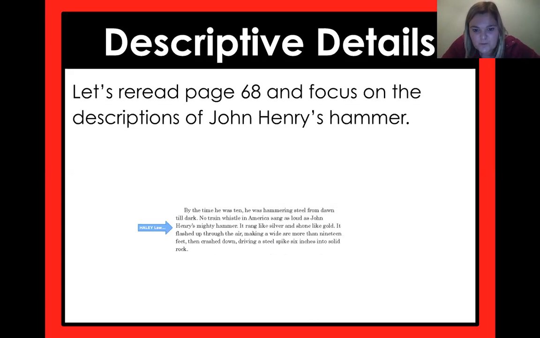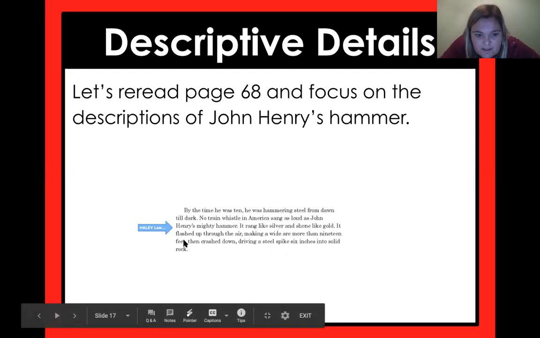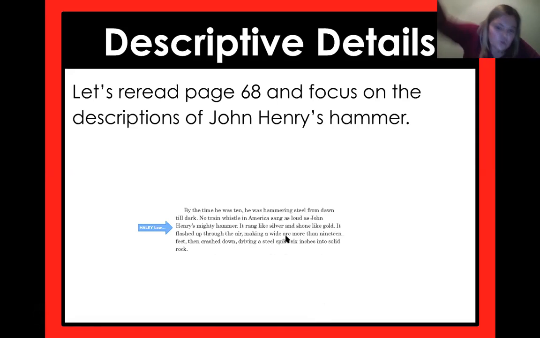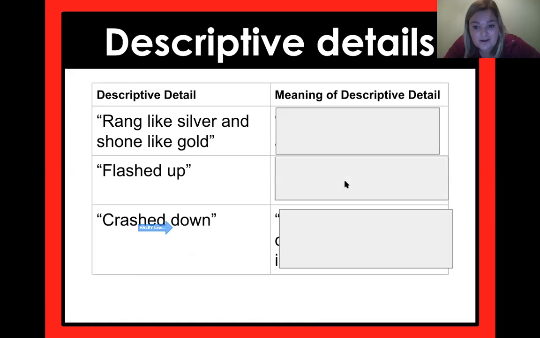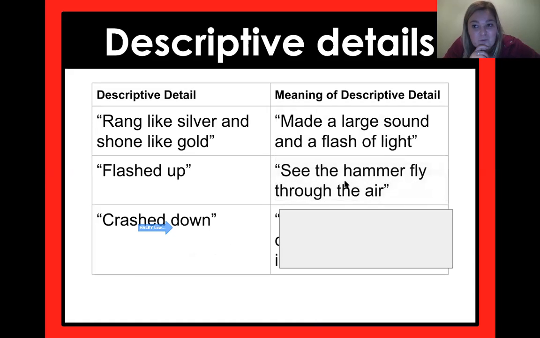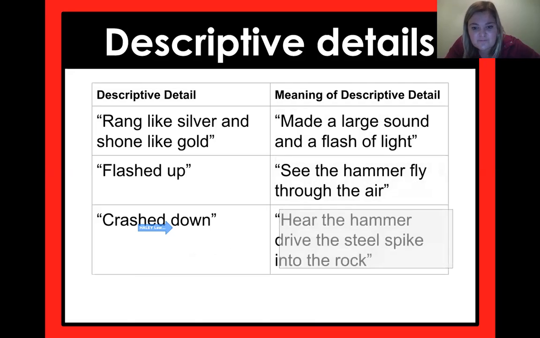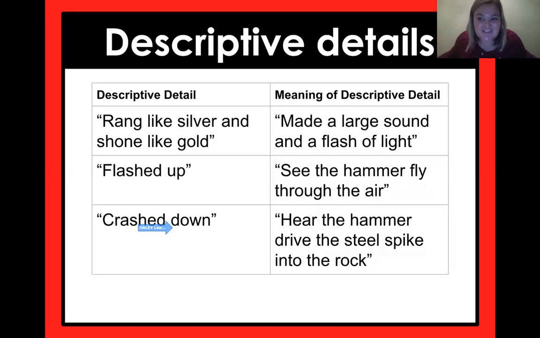So let's look back at what crashed down. It flashed up through the air, making a wide arc more than 19 feet, then crashed down, driving a steel spike 6 inches into solid rock. So on that last one, what do you think? If it crashed down, what do you hear? You hear the hammer drive through that spike into the rock. You're gonna hear a loud sound. Fourth graders, great job working with that descriptive detail. You are rocking it.